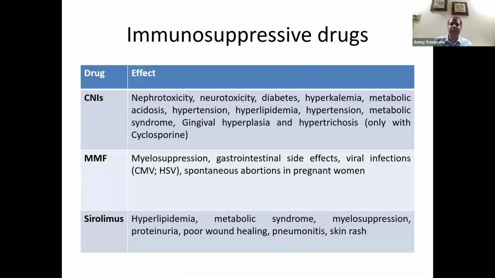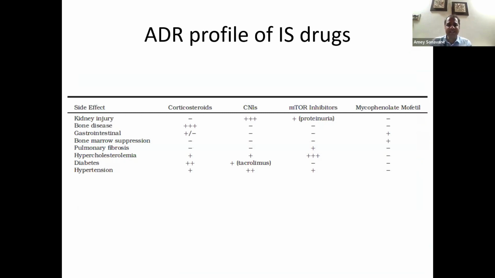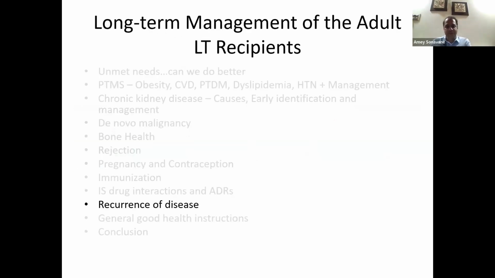We all know that immunosuppressive drugs cause a lot of problems. We have seen about these problems in the previous few slides, so I'll not go into details again. But this is a very good overall view of the adverse drug reaction profile of immunosuppressive drugs: corticosteroids, bone diseases, diabetes, hypertension. Calcineurin inhibitors like tacrolimus and cyclosporin cause a lot of CKD or kidney injury and hypertension post-transplantation. mTOR inhibitors cause proteinuria, increase cholesterol levels, hypertension, and mycophenolate mofetil causes gastrointestinal effects and bone marrow suppression. And this is the overall overview of the adverse drug reactions of immunosuppressive drugs.